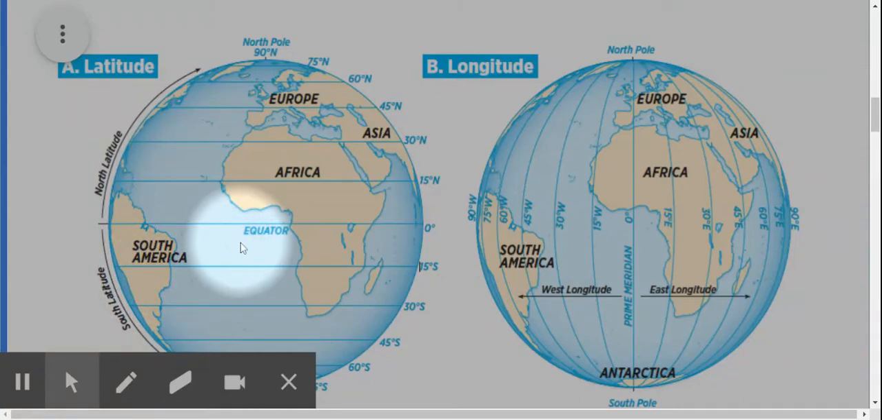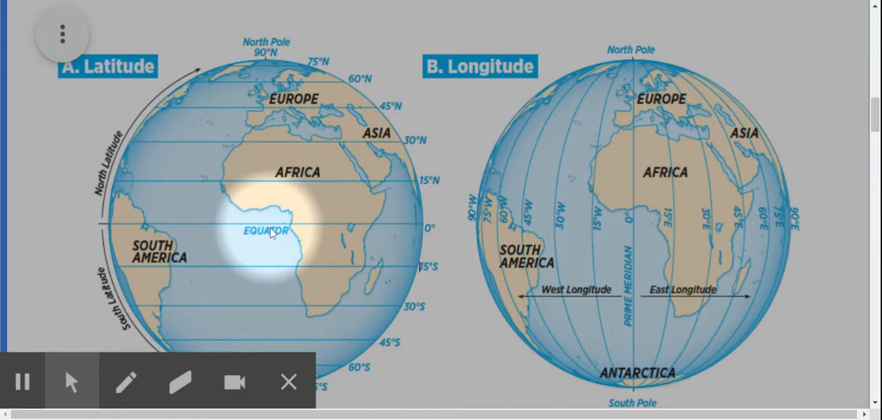Okay, guys, today we're going to be reviewing latitude and longitude on a globe. On our first map here, taking a look at latitude, the equator is the 0 point. Remember, the equator is an imaginary line that runs halfway between the North Pole and the South Pole. It is 0 degrees latitude.